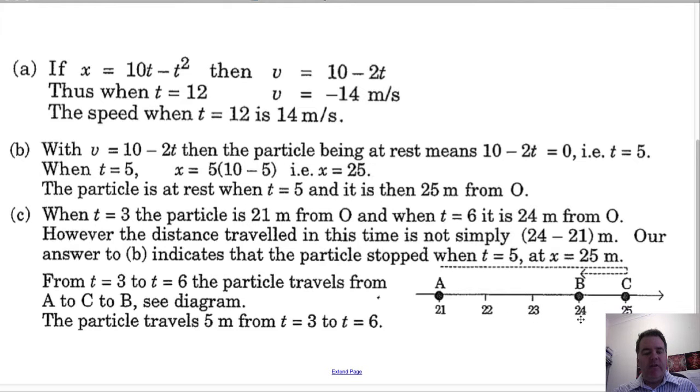Our answer to the second one says that it's stopped at t equals 5. And this is where it gets tricky. At x equals 25. So from t equals 3 to t equals 6, it goes from A to C where it stopped, and then it goes back towards B. So the total distance, 21 to 25, which is 4, and then another one here, the total distance it travels is 5.